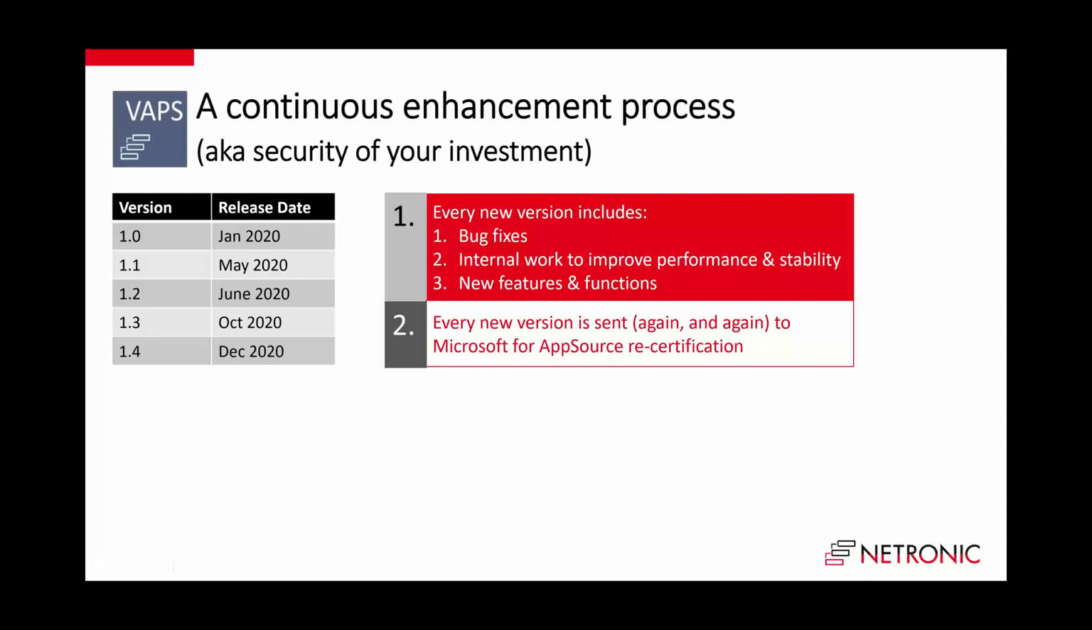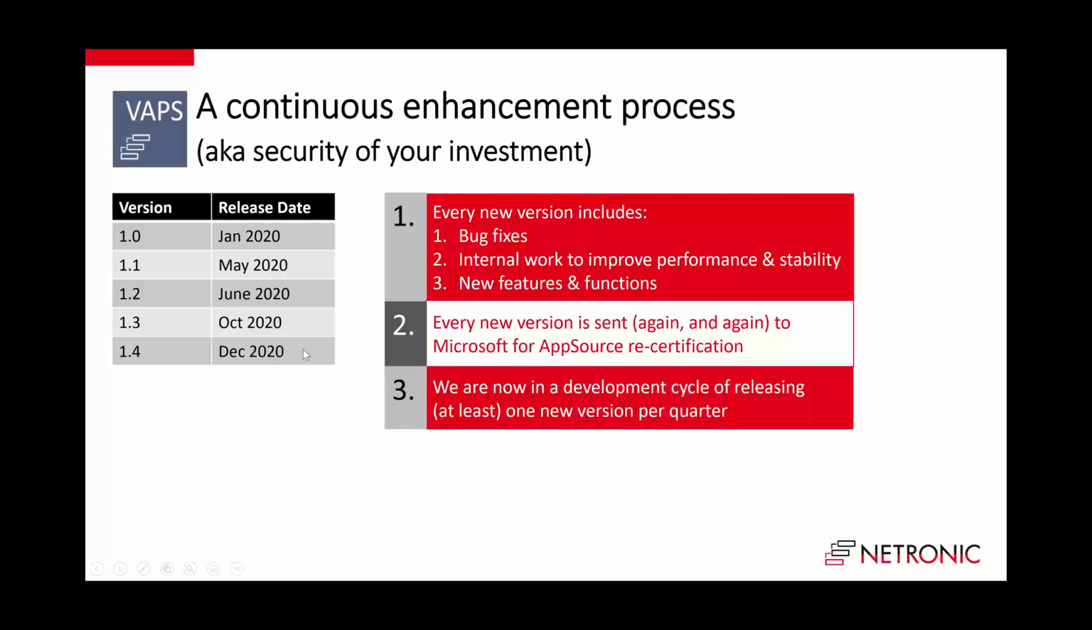So we make sure that whenever we ship a version, we comply with Microsoft's AppSource certification requirements, and then we get the new version into AppSource in a timely manner so that every new version is available for both on-prem and cloud deployments. So now we are with the product on a trajectory where we release at least one new version per quarter.